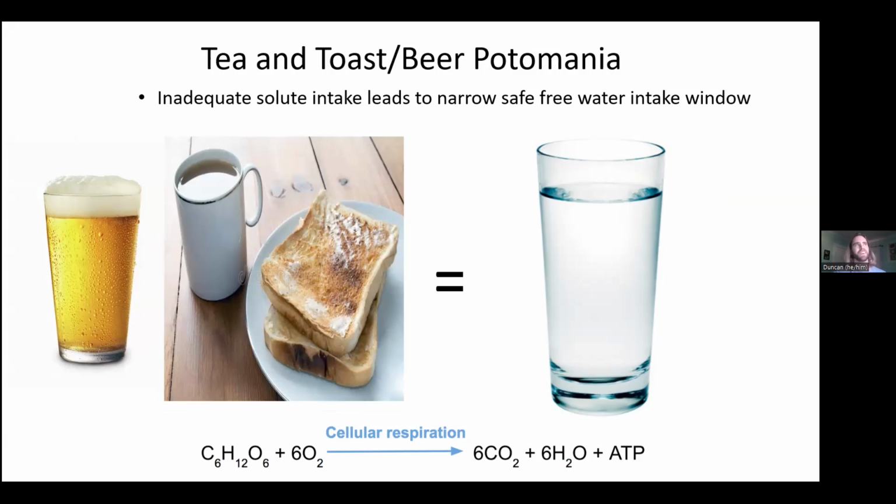I used to get them very confused in my head: is this a hypovolemia situation? Is the tea and toast person just not taking in enough fluids? It's actually not the case. They just don't have enough protein and salt intake, leading to an inadequate amount of solute for the kidneys to work with. And we'll see how just changing your dietary composition like that can lead to a very narrow range of free water intake.